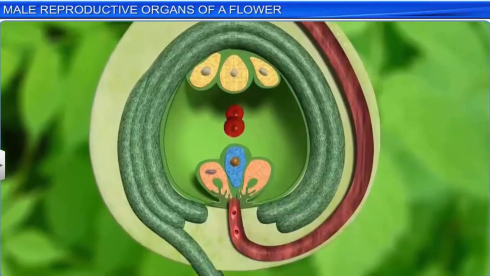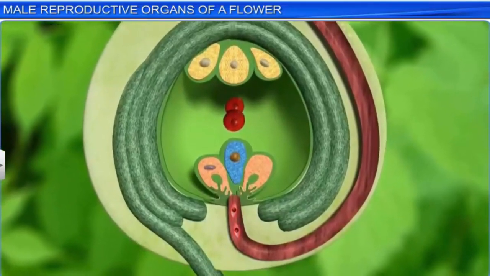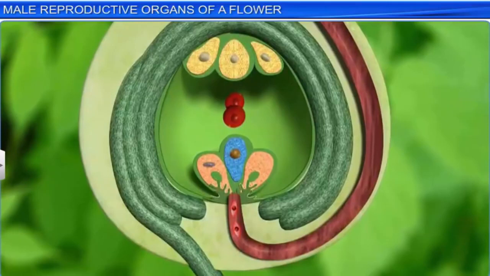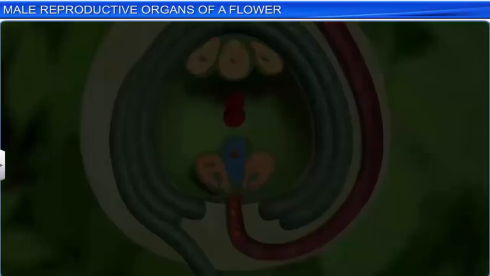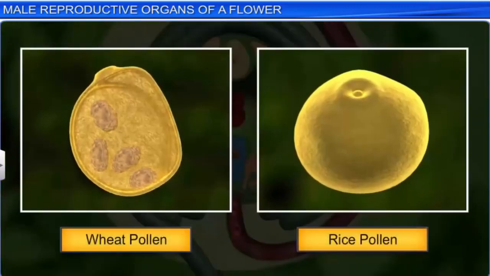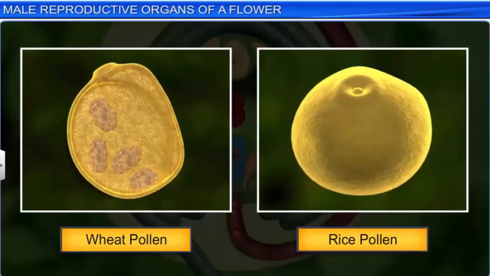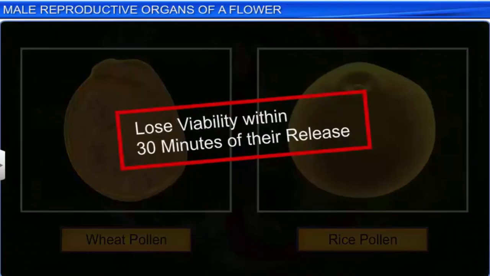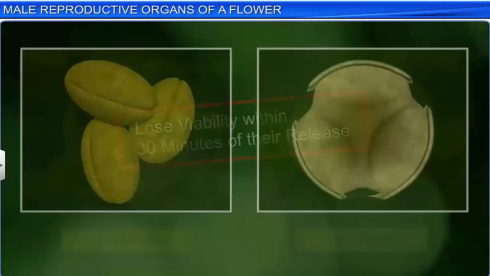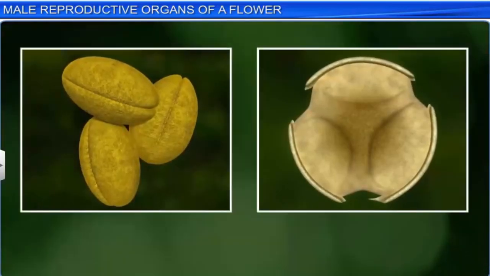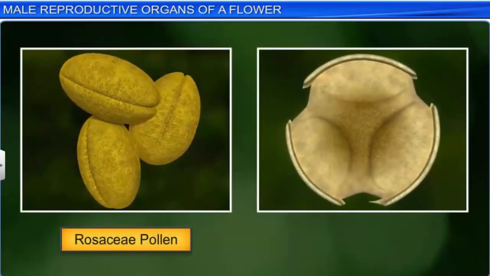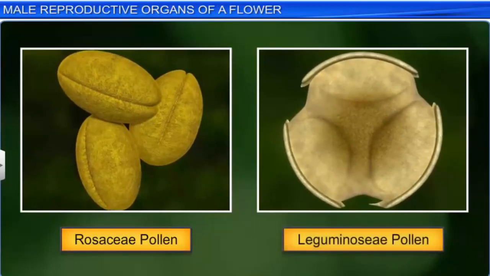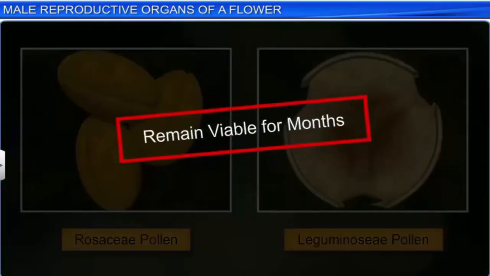However, factors such as temperature and humidity affect pollen viability. Moreover, pollen grains of different plants have different periods of viability. Pollen grains of cereals such as wheat and rice lose their viability within 30 minutes of their release, whereas pollen grains of some members of Rosaceae, Leguminaceae and Solanaceae remain viable for months.